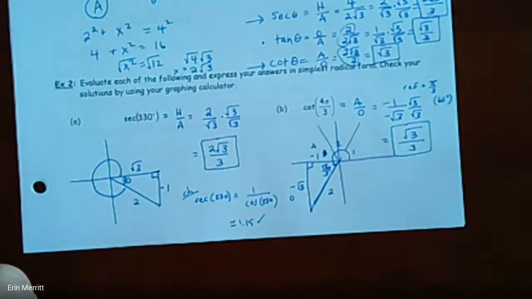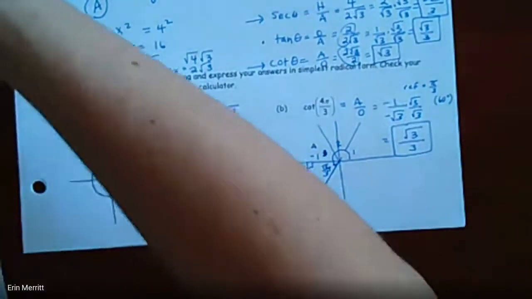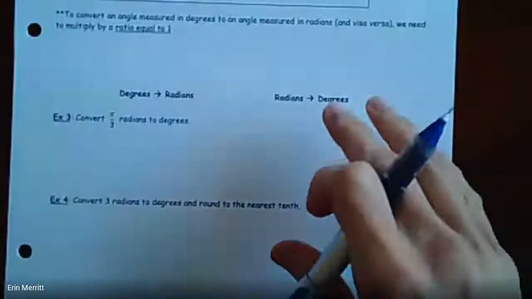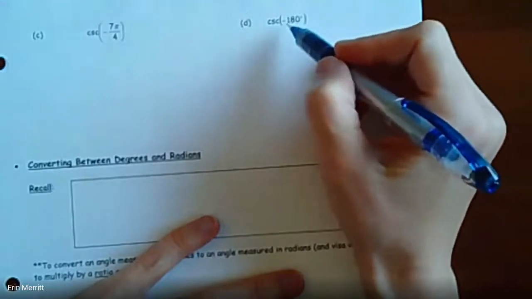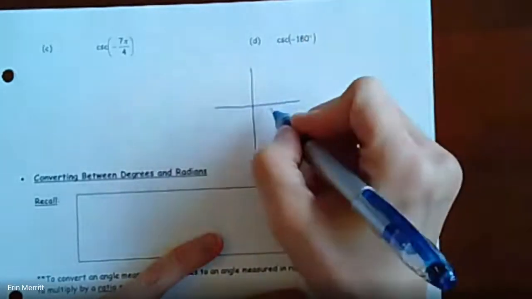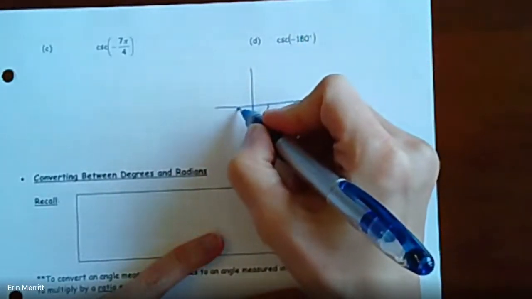Okay, so in light of trying to keep the notes short, I don't necessarily want to do every single one of these with you, but let's do one more together on the next page. And that is part D. Part D asks you to do cosecant. This one specifically I wanted to look at because you have -180. That's a quadrantal angle. And because it's -180, it means we rotate clockwise.